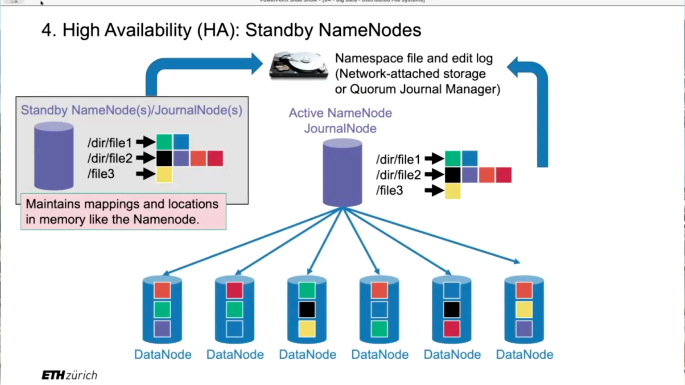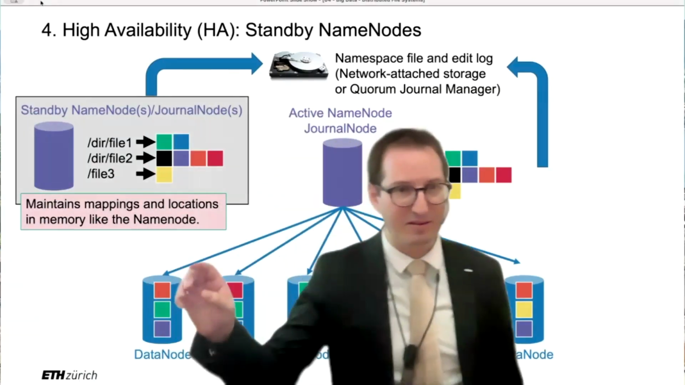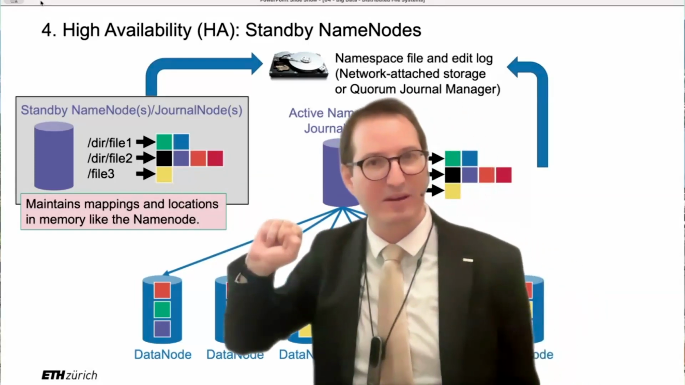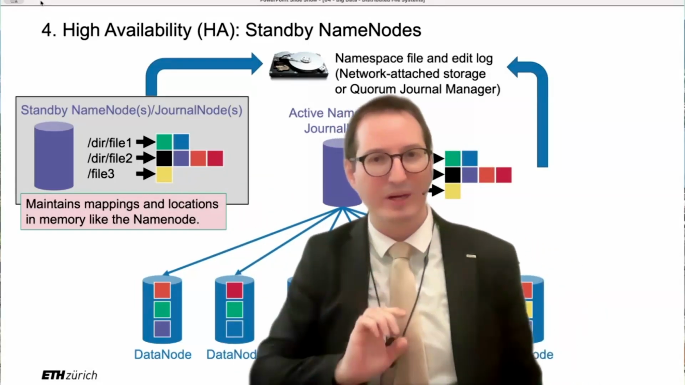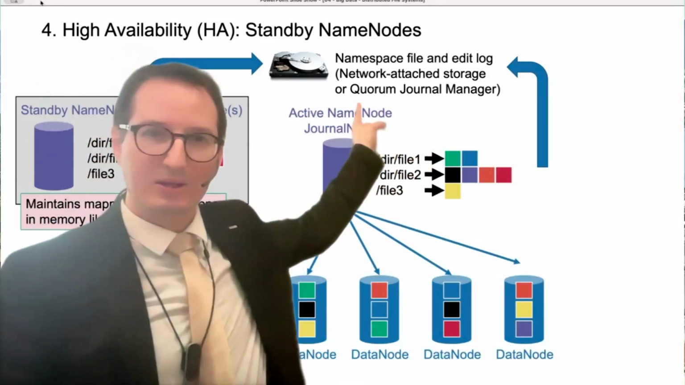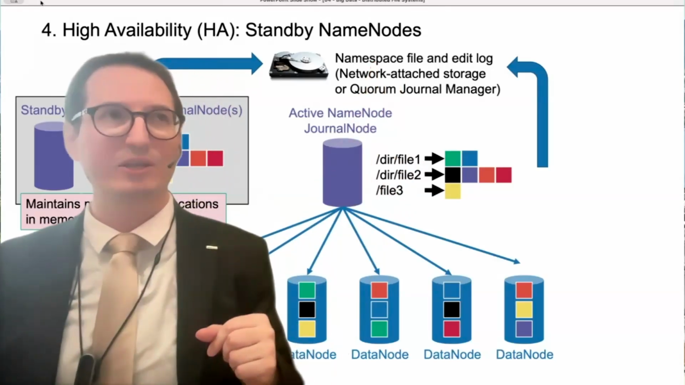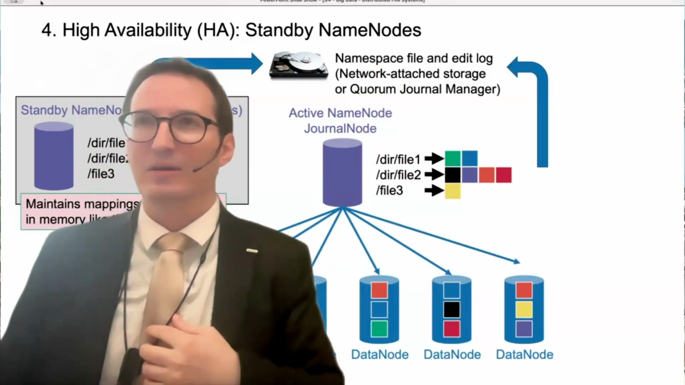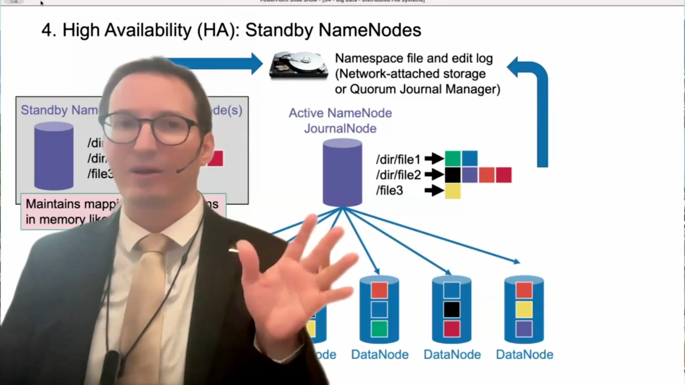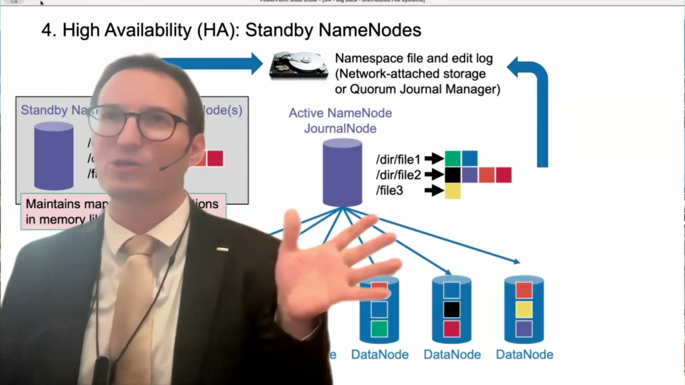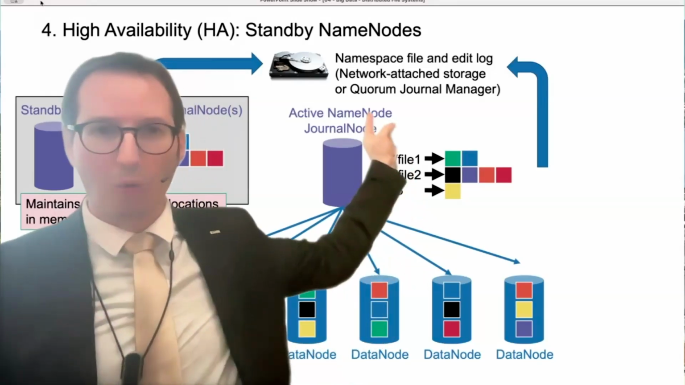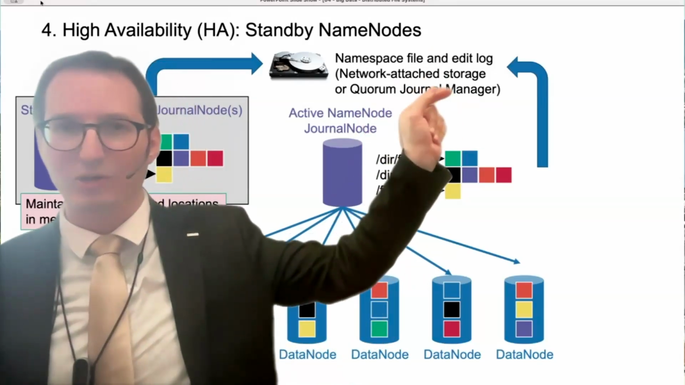Just a few words about how they sync, because the standby name nodes need to be in sync on this same data. There are different ways of doing that. One way I put here is a network attached storage. They just are connected to a drive that they will see. Since it's a small number of machines, like 2, 3, 4, 5 machines, then that's okay, right? They can just connect to some network attached storage. It's not a lot. Or a quorum journal manager.